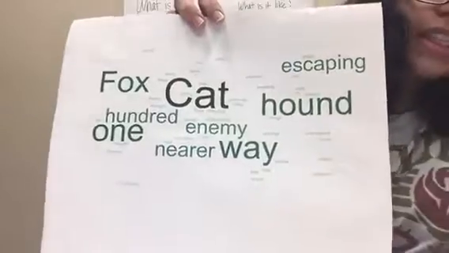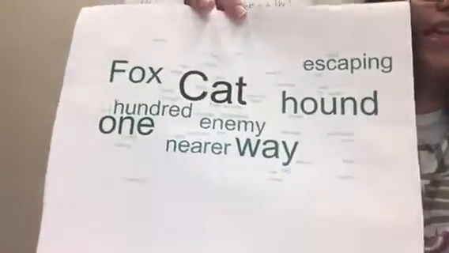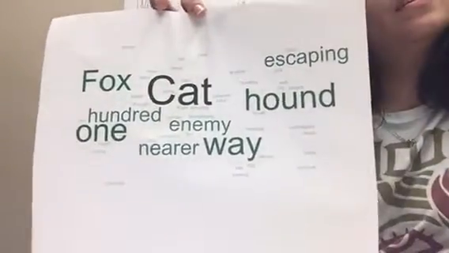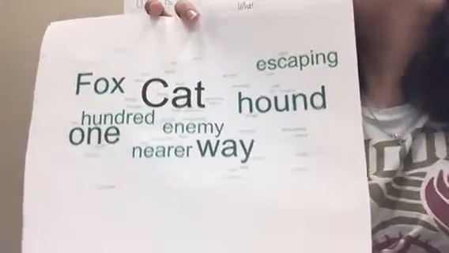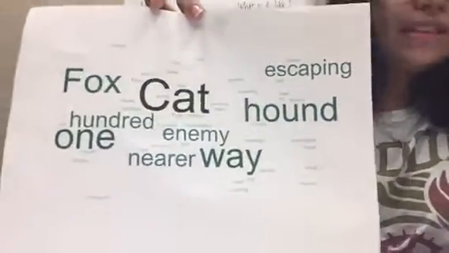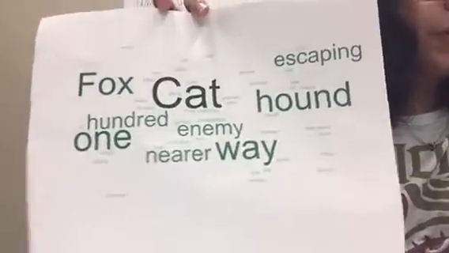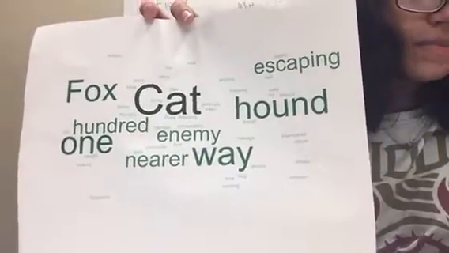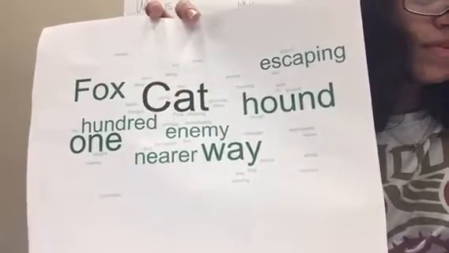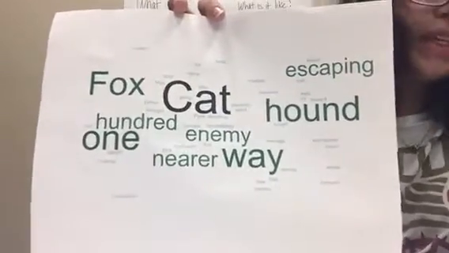What kinds of stories do you know that have animals as characters in them? Make-believe stories. Make-believe stories, that's right. The Little Red Riding Hood. Oh, Little Red Riding Hood has the wolf. The Three Little Pigs. Oh, the Three Little Pigs.